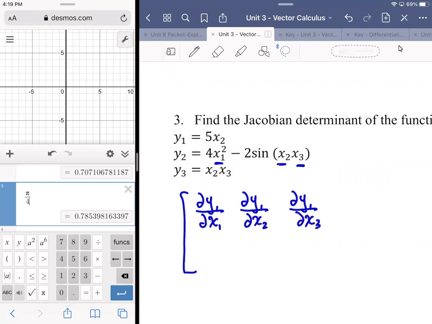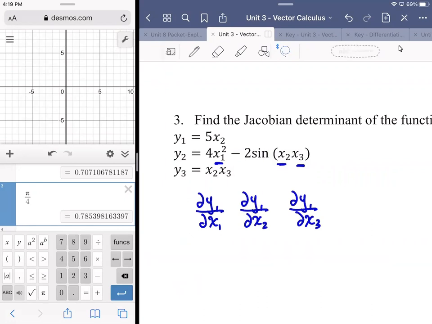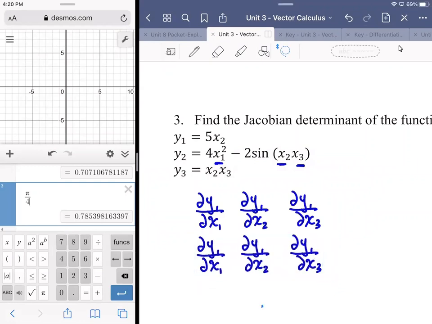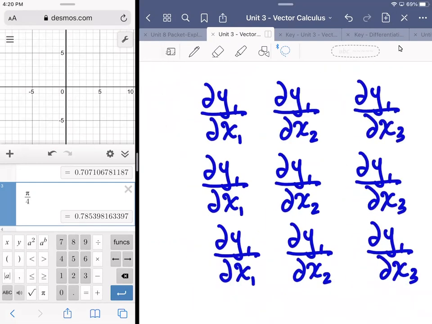I don't want to skip too many steps, is really what I'm getting at here. Right. So although I am going to copy and paste like my life depends on it. I just got to change my subscripts for the y's to 2s and then 3s.